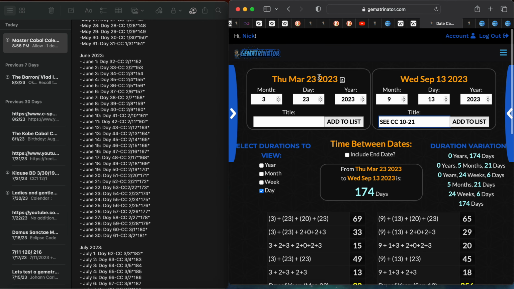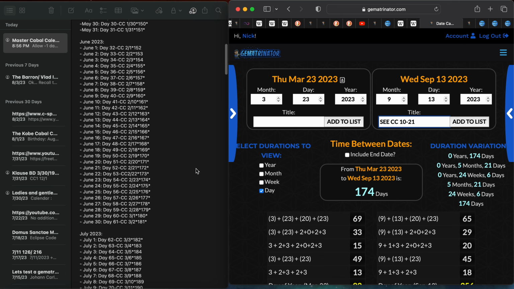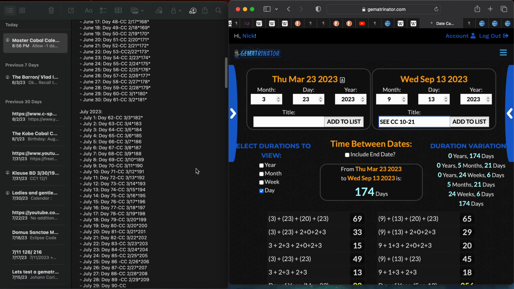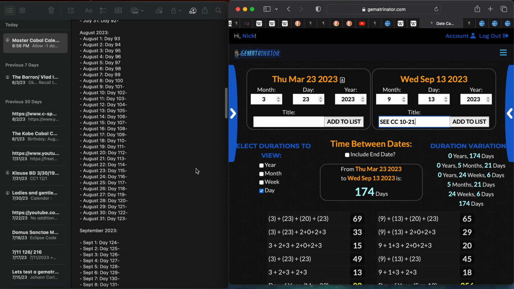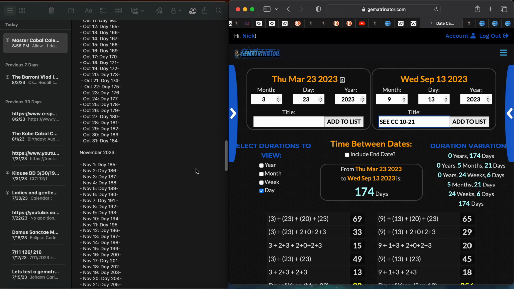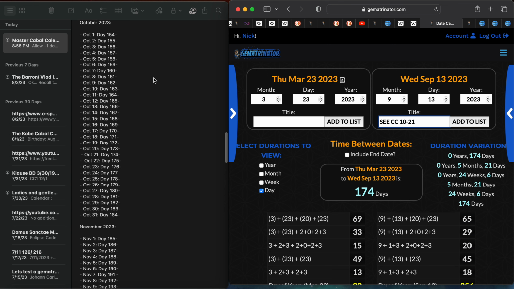However, measuring from his birth date of March 23rd to his death date of September 13th is a span of 174 days. So we go to 174. Where are we at? 174 is October 21st. Okay? Keep that date in mind.